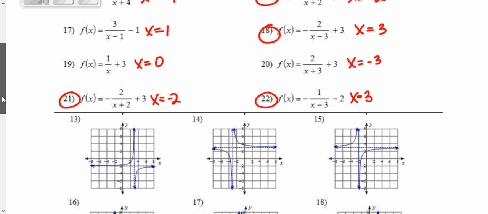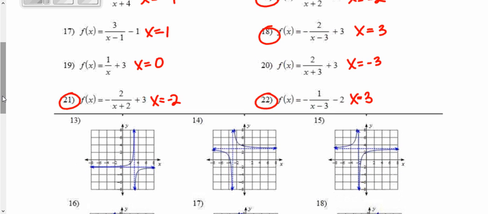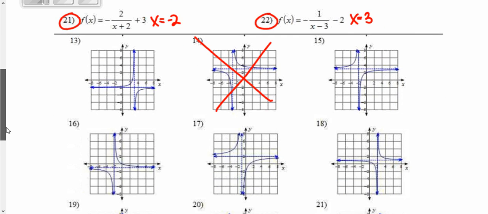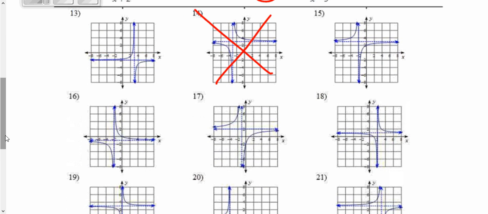So on this first one, number 13, that has a vertical asymptote of 3. I'm going to come back to that because that's one that's the same. On number 14, it has negative 3, so that must go with number 20. So I'm going to put 14 right here. On 15, it has a vertical asymptote of negative 2. I'm going to come back to that because that's one of those repeats. I'll cross this out for process of elimination sakes. On 16, it has a vertical asymptote at negative 2. So again, coming back to that one because that's one that's the same.